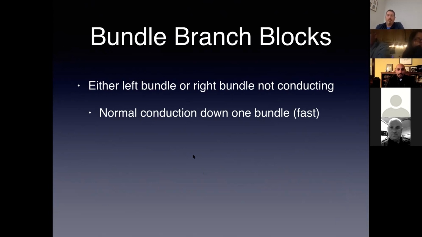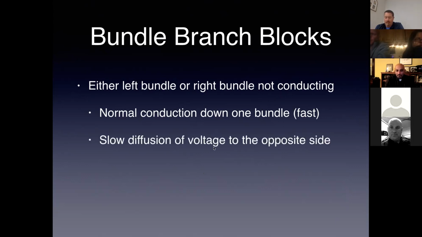All right, so normal conduction down. So if you have a left or a right bundle branch block, what happens is this. You get normal conduction down the bundle that's working normally, and that goes fast. And then you have slow diffusion from the muscle that's depolarized on the one side to the opposite side, and that happens slowly. So you get kind of the split in the conduction. Half of it's going down a healthy bundle branch, and that's going quickly, and then the other part is just diffusing slowly because that bundle branch is blocked. And so it ends up giving you a wide QRS complex.